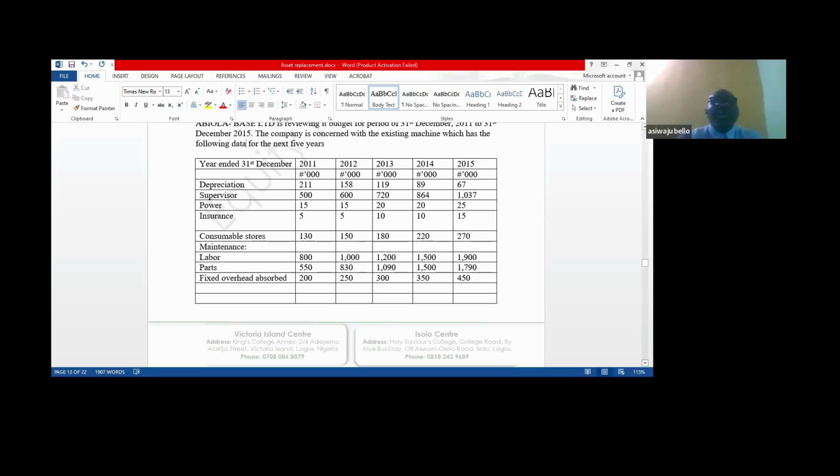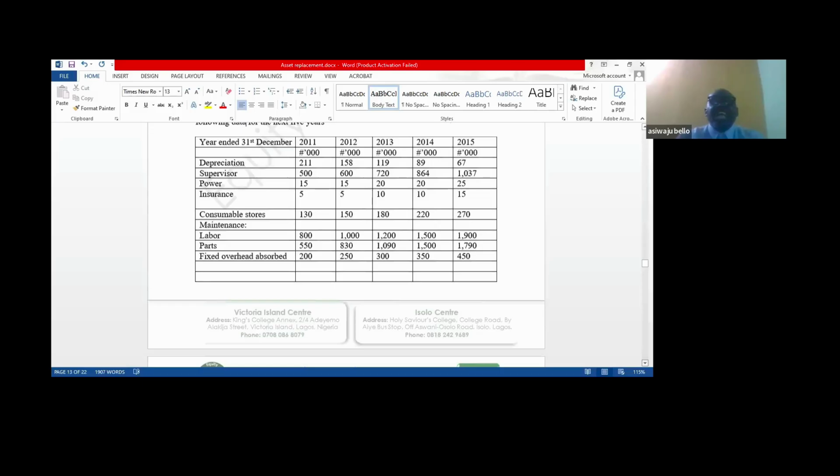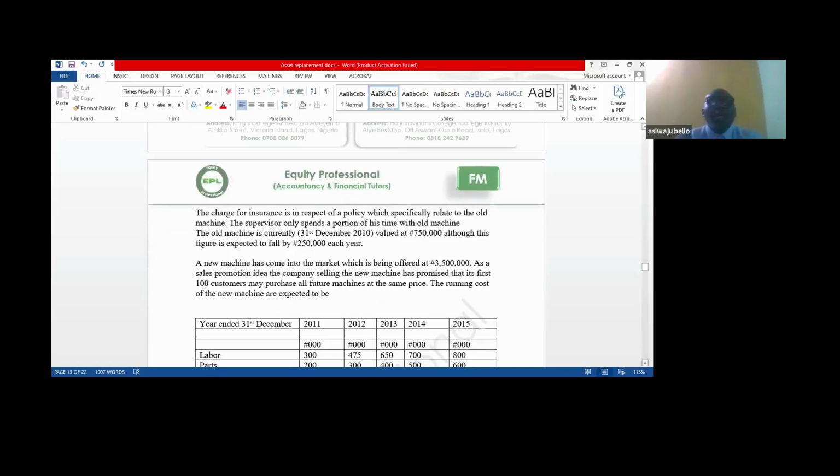Next, the charge for insurance is in respect of a policy which specifically relates to the old machine. The supervisor only spends a portion of his time with the old machine. The old machine is currently, that is December 2010, valued at 750,000. Although this figure is expected to fall by 250,000 each year.